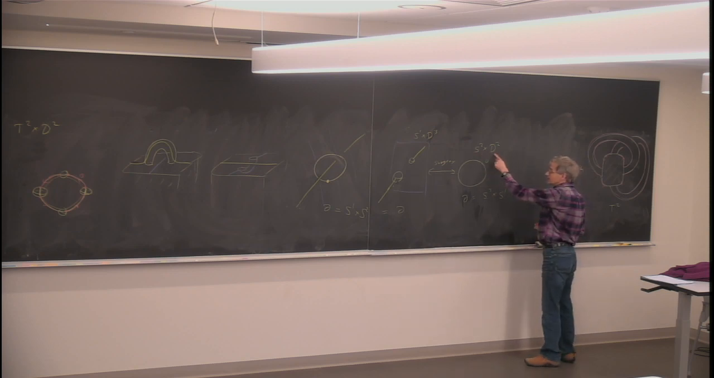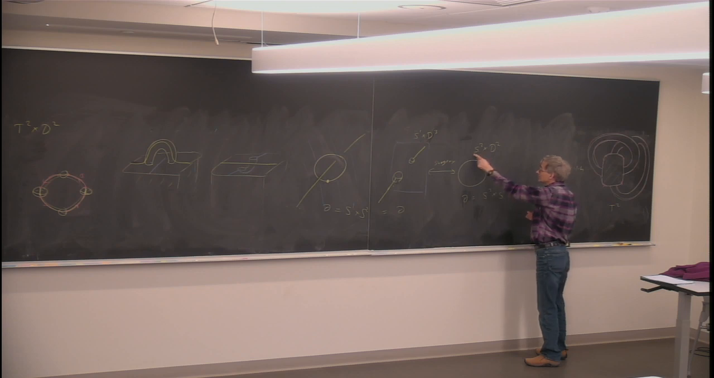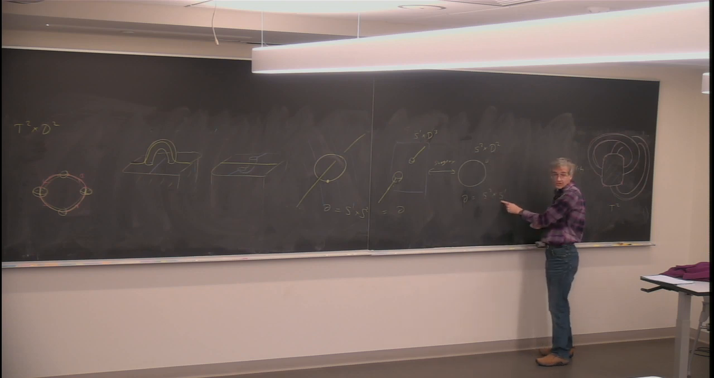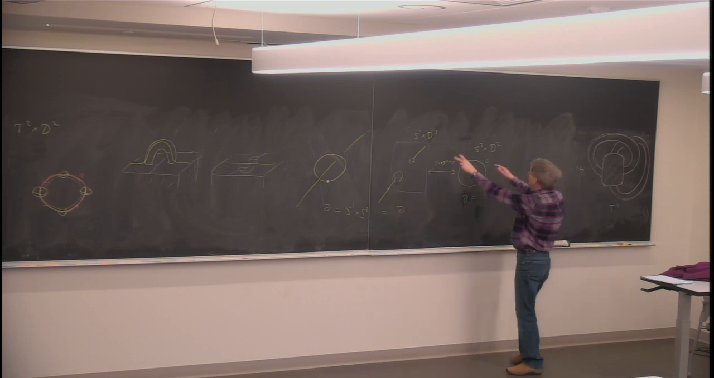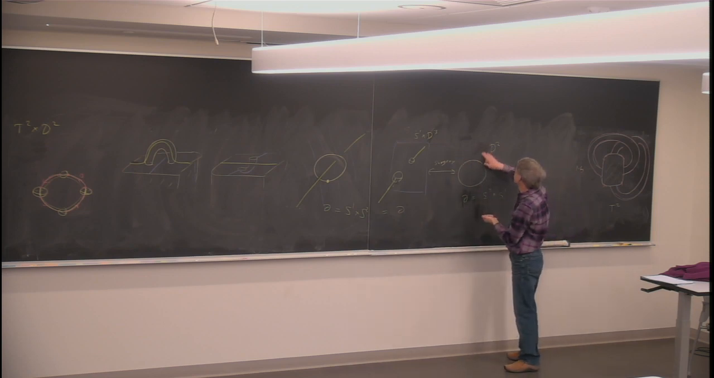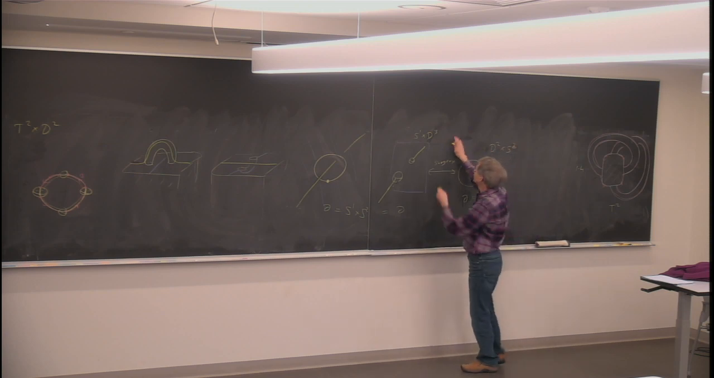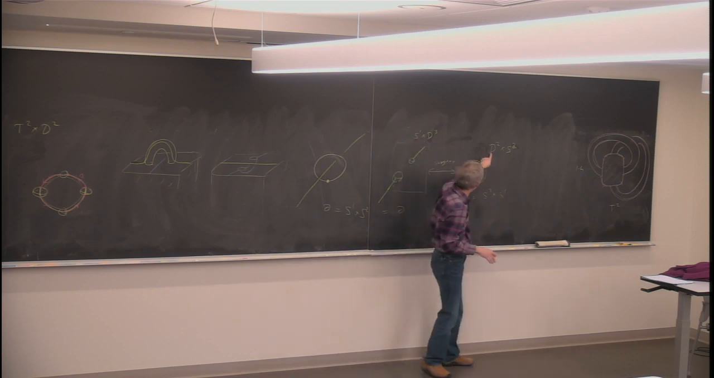if I have a sphere cross a disk of any dimensions inside my manifold, well, I can drill out a tubular neighborhood of it. The boundary will be a sphere cross a sphere. But then I can fill in that sphere cross a sphere by turning the other sphere into a disk. So in this case, I've changed the two disk into a circle. Now I want to think of the two sphere as being the boundary of a three disk. So really I should write D3 cross S2 here. And then the boundary of this is S1 cross S2, the boundary of this is S1 cross S2.